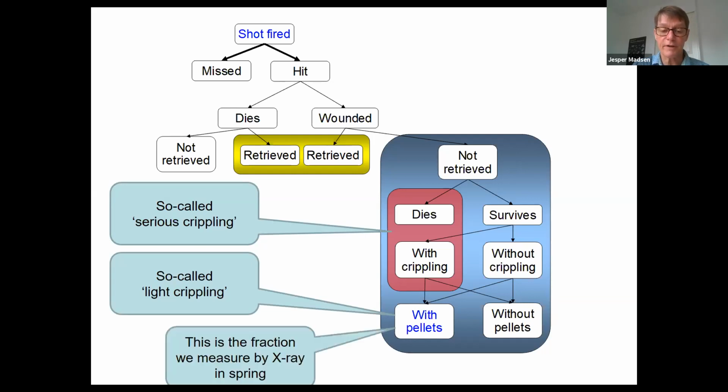And this is actually the fraction that we examine when we do the X-rays in the spring. By that time, most of the so-called serious crippled birds will have died. Some may have survived with a lower fitness in the longer term, but nevertheless, we then call them light crippling.